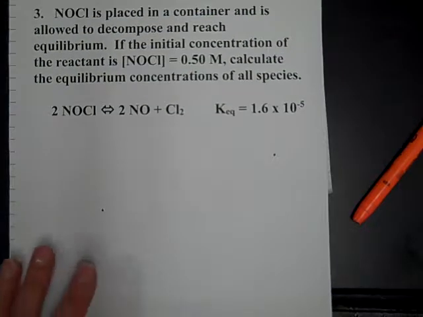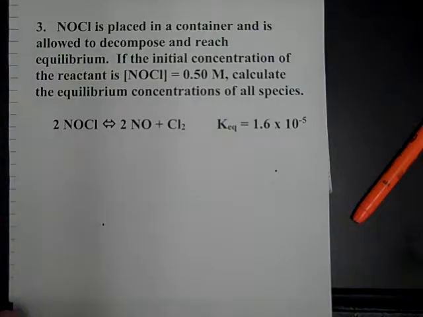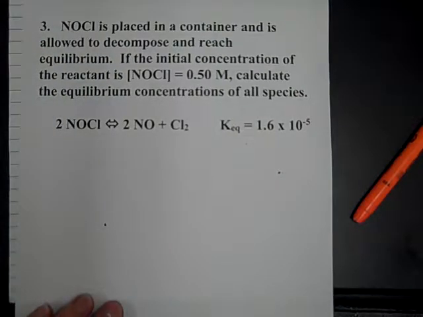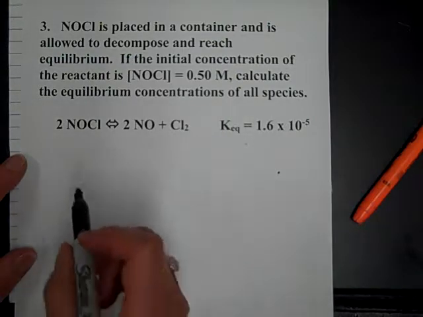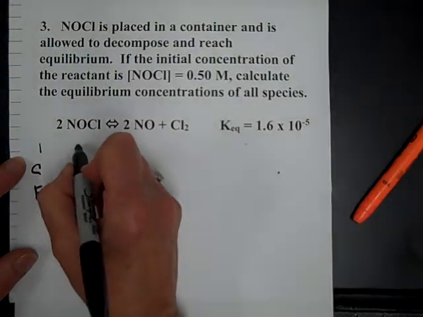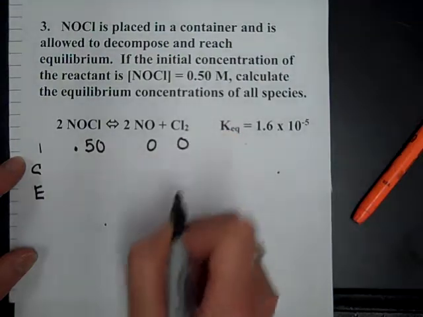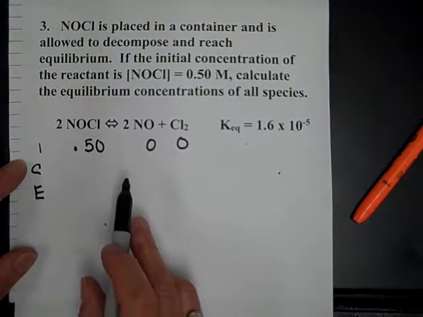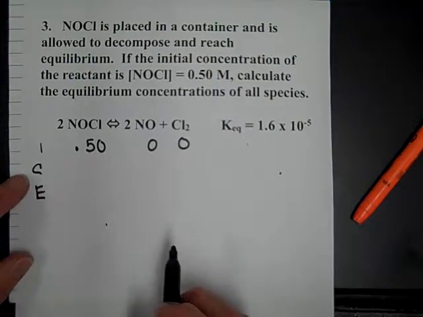All right, let's read the problem. It says NaCl is placed in a container and it is allowed to decompose and reach equilibrium. If the initial concentration of the reactant is 0.5, calculate the equilibrium concentrations of all species. Once again, we start with the ICE table. Okay, it seems like it's easier because we only have one reactant. However, that's not the case. You'll see in a couple minutes here. Okay, are you guys good with that? Remember, pause the video if you need to process a little bit or if I'm going too fast.